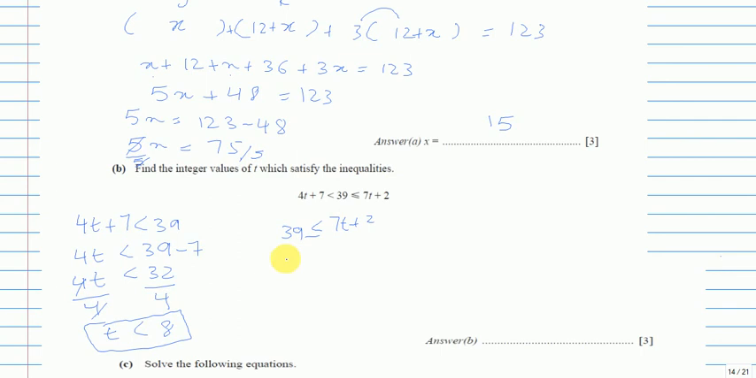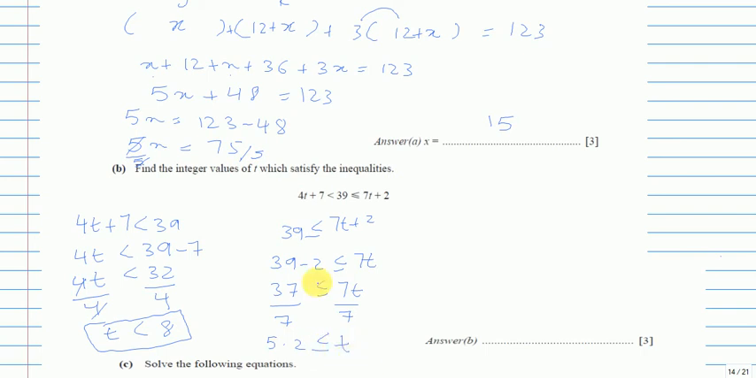Now I will solve this. The positive 2 on the left hand side becomes negative 2 on the right: 7t is 39 minus 2, which is 37. Divide by 7 on both sides. 37 divided by 7 is 5.2. So t is greater than or equal to 5.2.